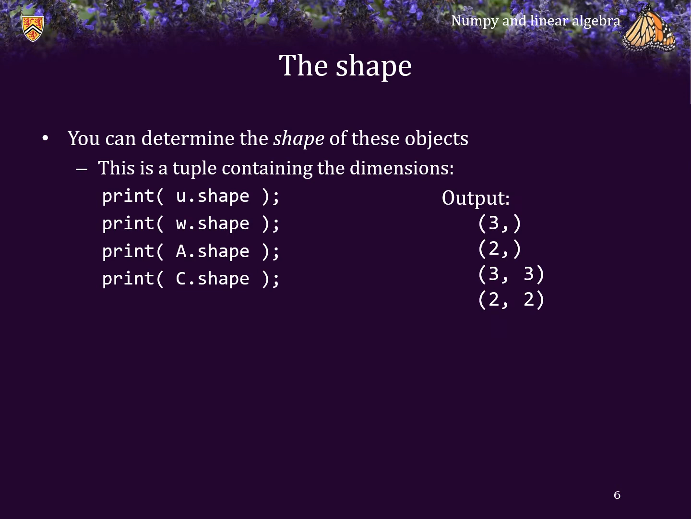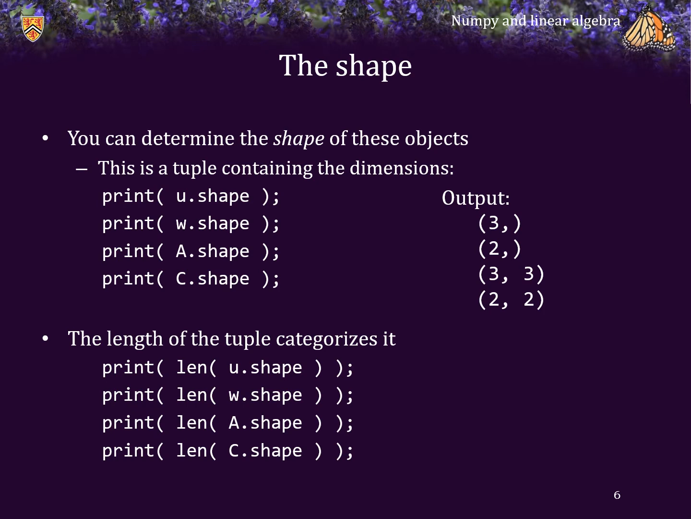So the output of these 4 commands is just, again, the tuple containing 3 and the tuple containing just the entry 2 for the dimensions of u and w respectively. A and C are matrices, and so A is a 3 by 3 matrix. The first is the number of rows, the second is the number of columns, and C is a 2 by 2 matrix.